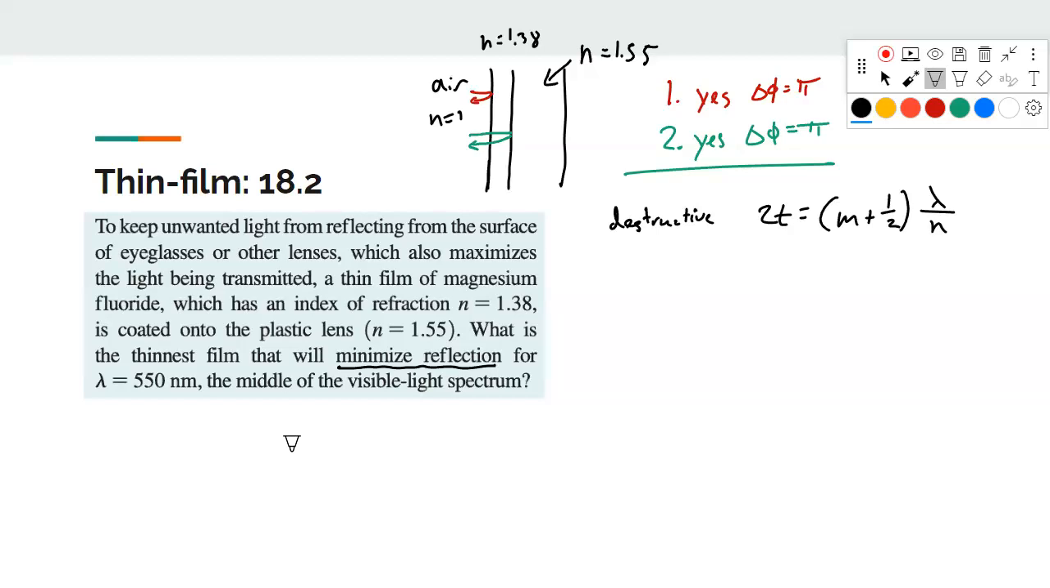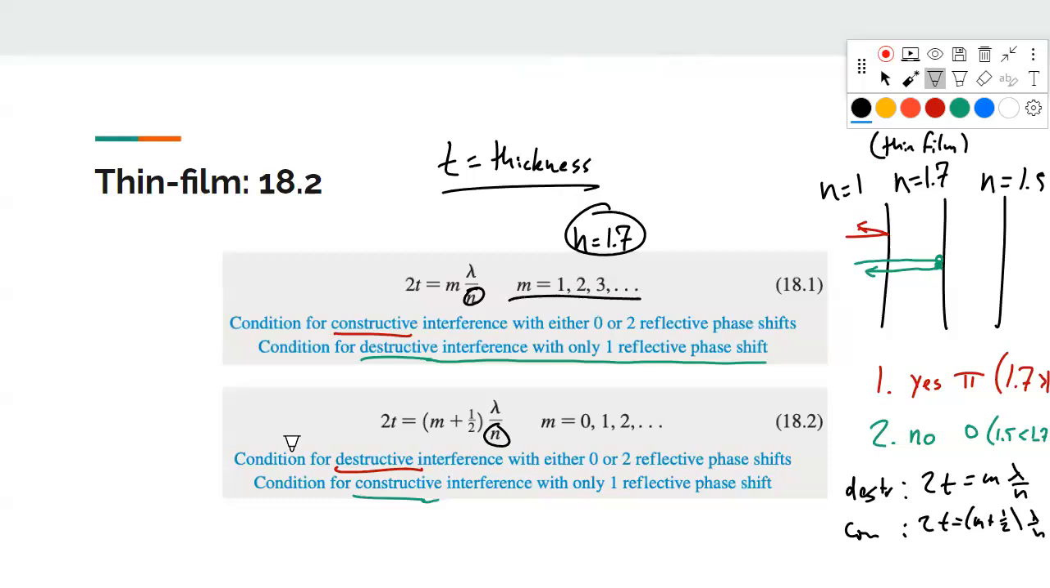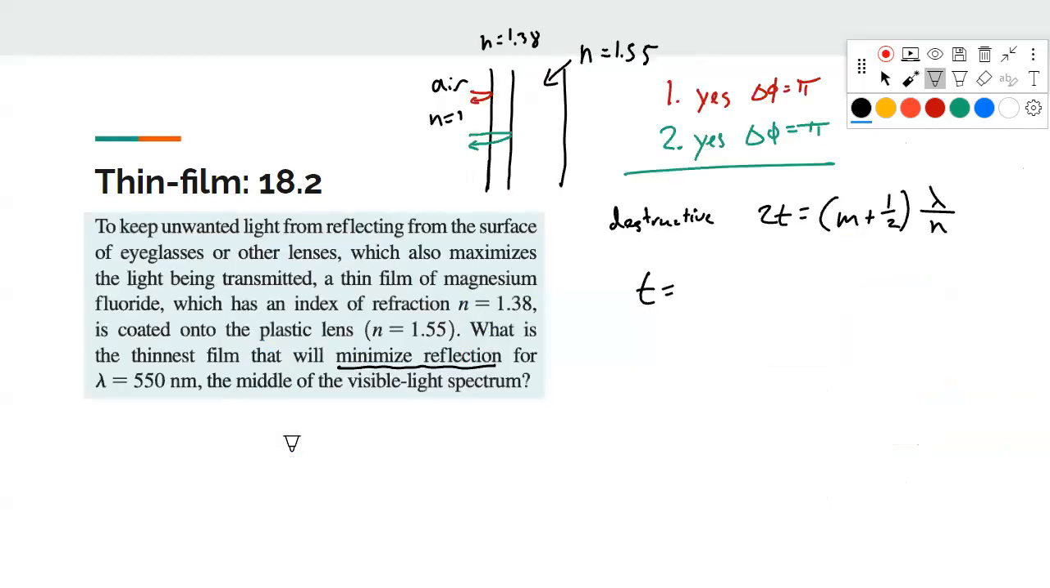We can rearrange and solve for t, since they want us to find the thickness. Specifically, they want the minimum thickness. You can see m can be any integer from 1 onward for one formula and from 0 onward for this formula, so we just take m to be 0. The fact they say the thinnest film means that m equals 0. So we can just write that t is 1/4 lambda over n.